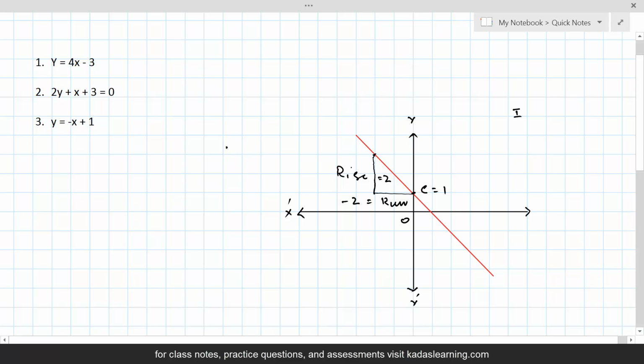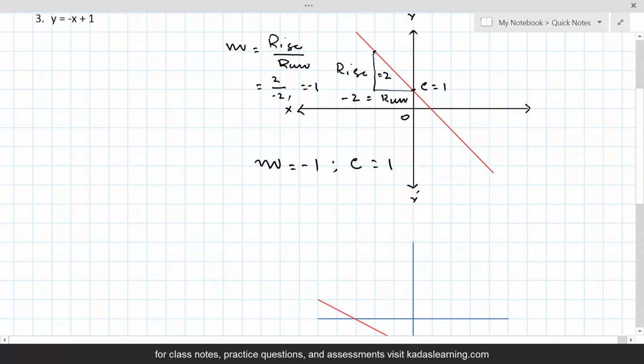So slope here, which is represented by m, is equal to rise over run. And this is equal to rise is 2, run is minus 2. So 2 over minus 2, that is equal to minus 1. So from graph of this straight line, y-intercept is equal to 1 and slope is equal to minus 1. So here m equal to minus 1 and y-intercept c is equal to 1.